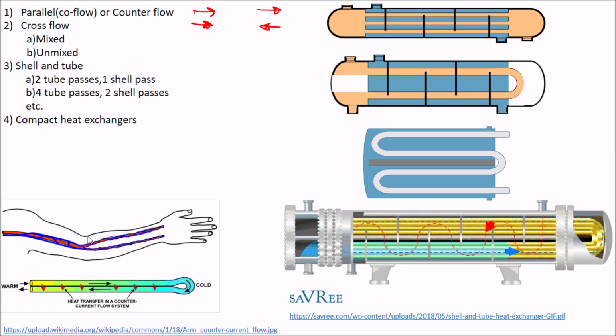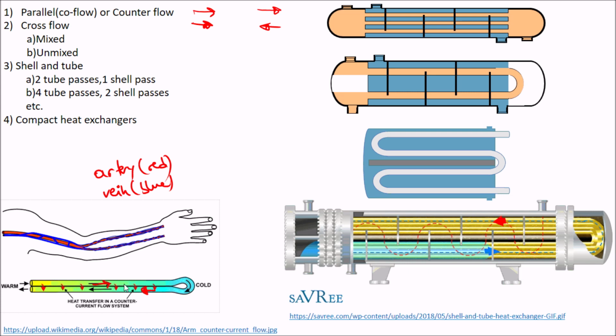Okay, there is one famous example here that we have. This one is the counterflow heat exchanger. One part is the artery, another one is the vein. You can see that the vein is blue and the artery is red. You can see the artery here and the vein is around the artery. In the artery, blood moves in that direction, and in veins, blood moves in the opposite direction.